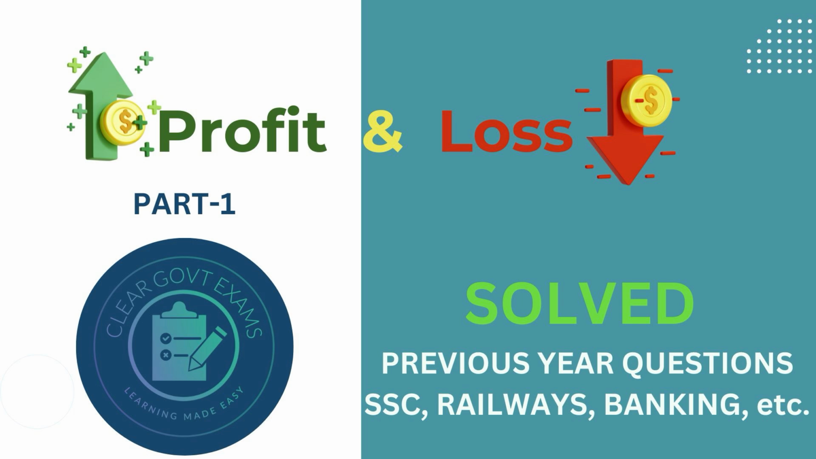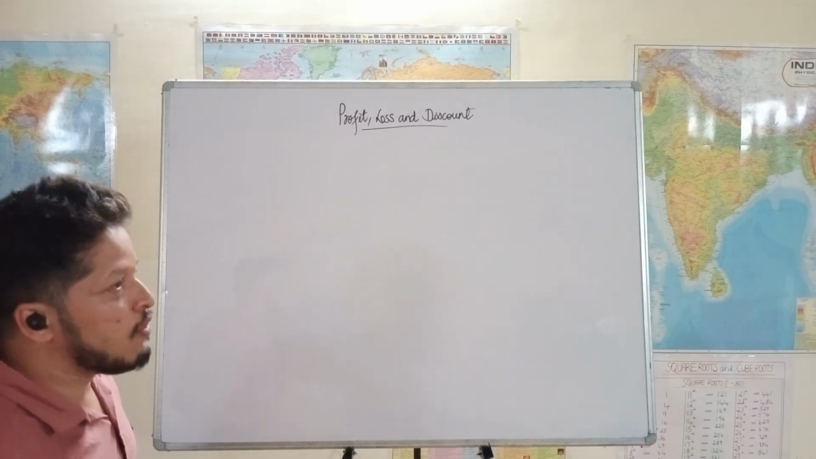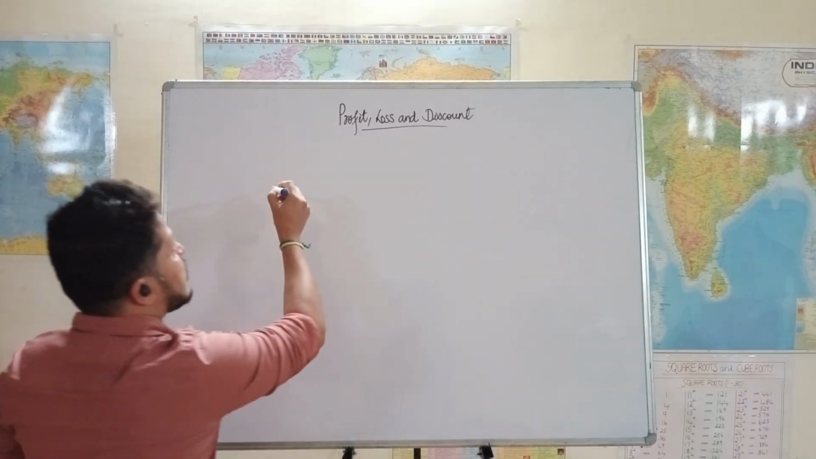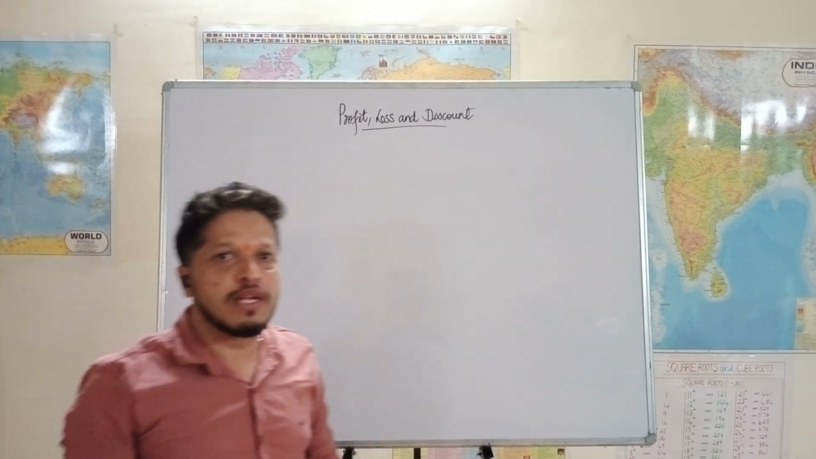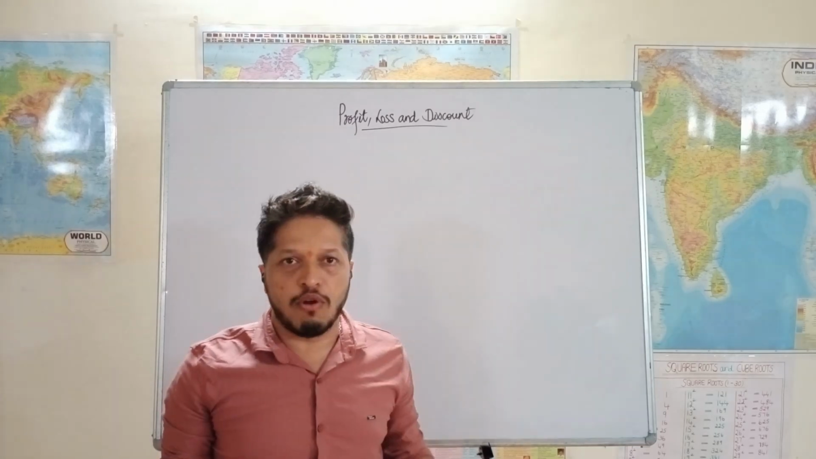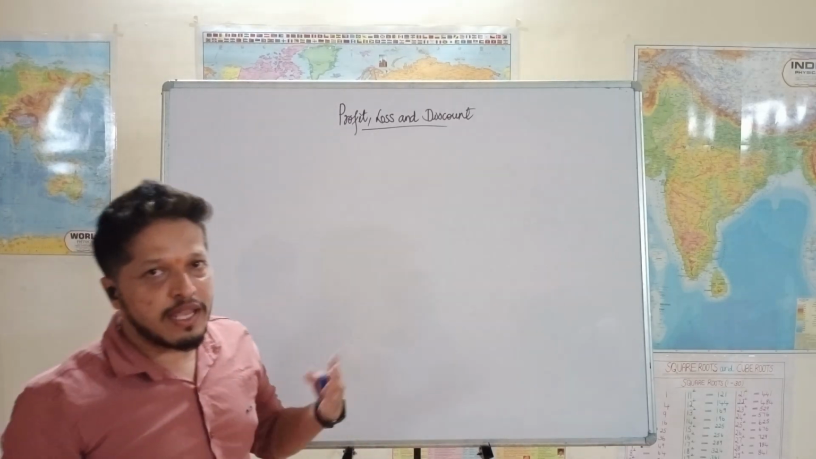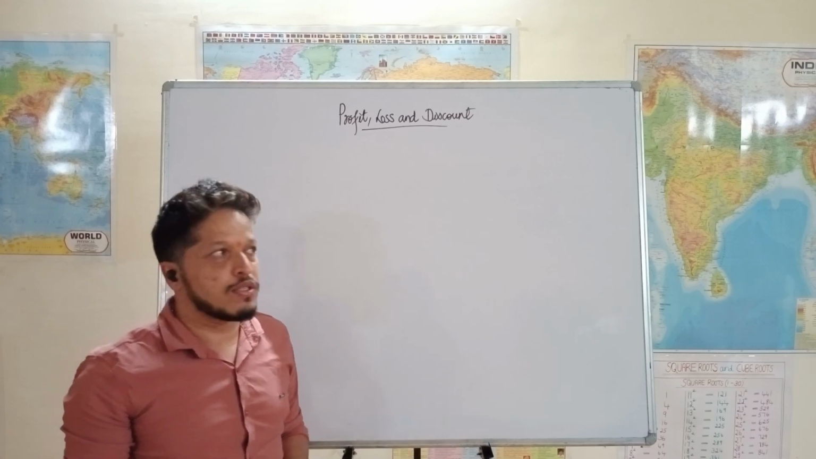Okay, let us learn today about profit, loss and discount. What is profit? Whenever you buy something at a lesser price and sell it at a higher price, then it is said that you made some profit. But if you buy something at a higher price and sell it at a lesser price, then it is a loss.